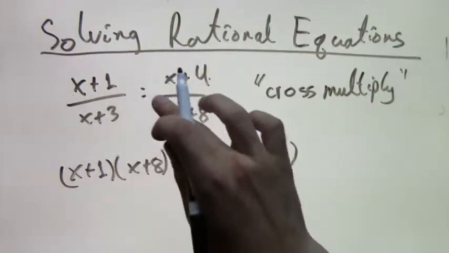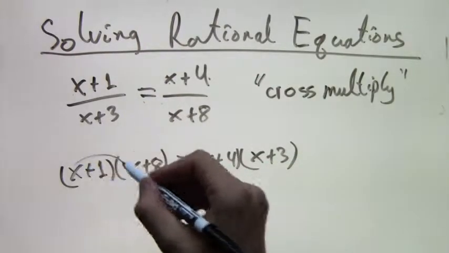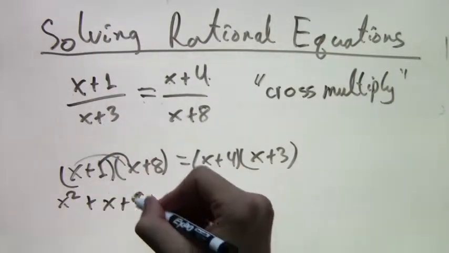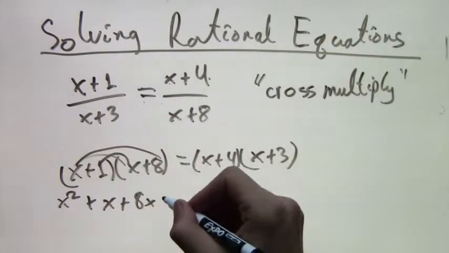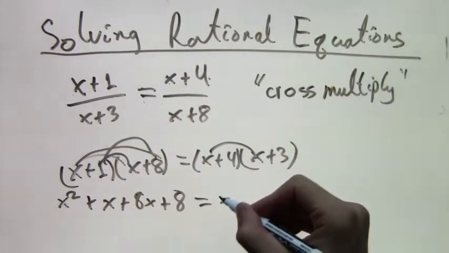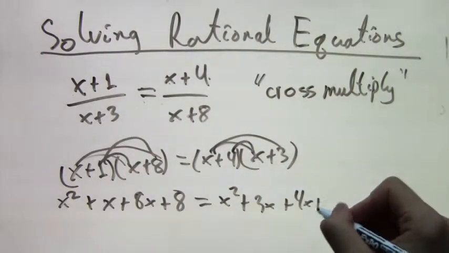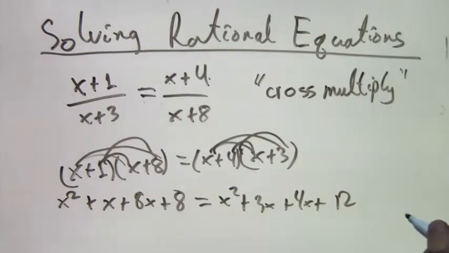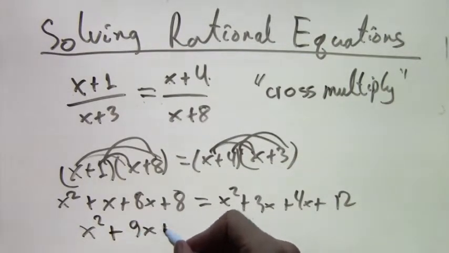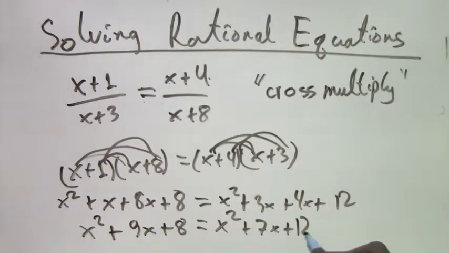So now we can simplify the expression by FOILing, which we already know how to do. So we get x squared plus x plus 8x plus 8 equals x squared plus 3x plus 4x plus 12. Now we're just going to keep simplifying this and see what we get. So we combine like terms on both sides. We get this expression.